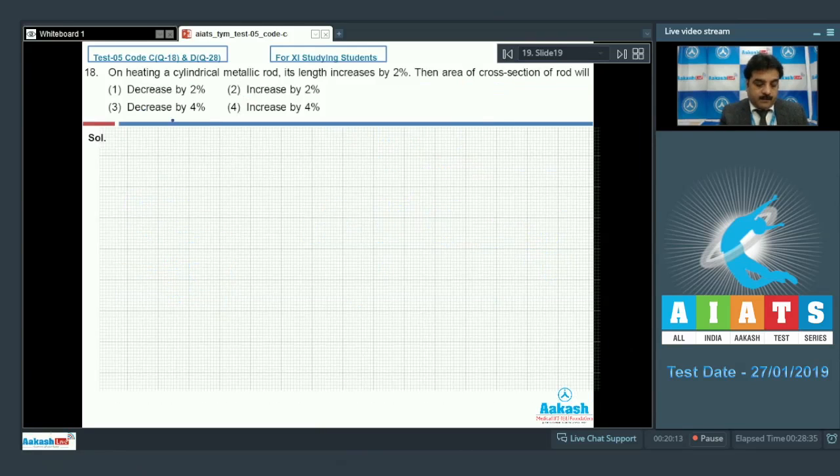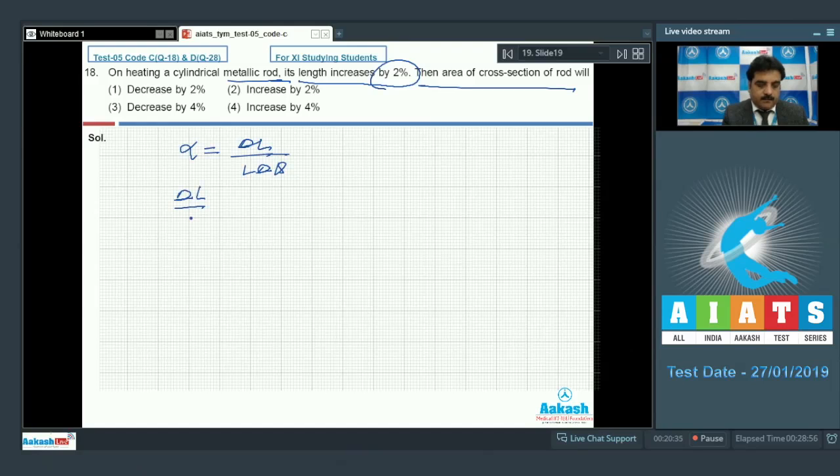In question number 18, on heating a cylindrical metallic rod, the length increased by 2%. What is the percentage increase in the area of cross section of the rod? This is a very basic question. You can solve it because you know that the coefficient of linear expansion is given by change in length over initial length into temperature difference delta theta. So if I go for the change in length in terms of percentage, I will write 2% according to the problem. Similarly, I can write delta R, change in radius, R into alpha into delta theta.